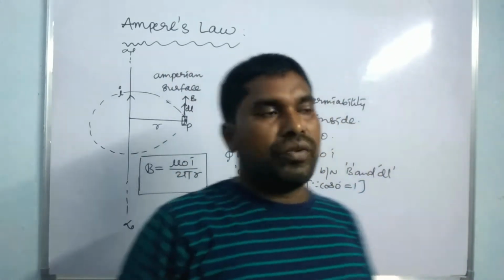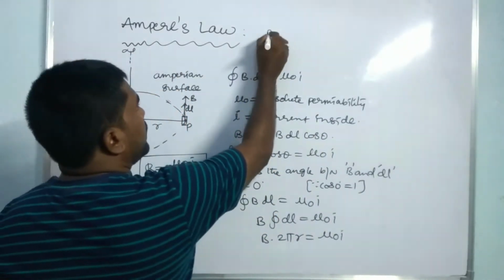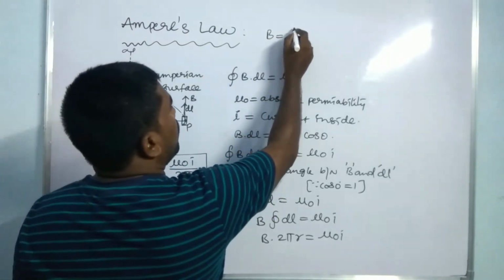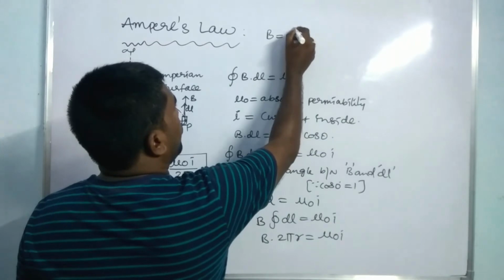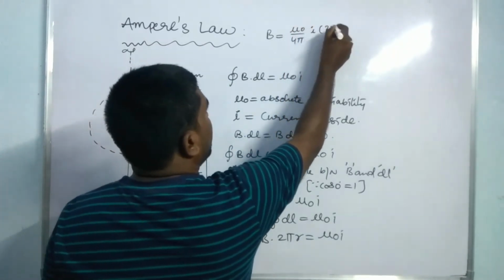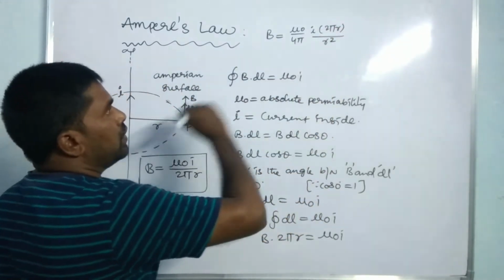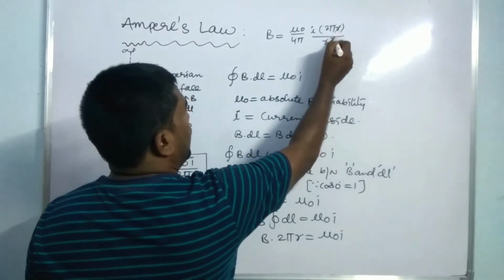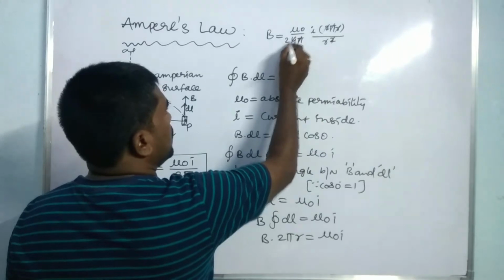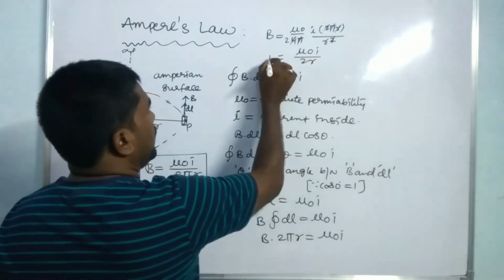In case of Biot-Savart law, we already saw that B is equal to mu naught by 4 pi I into 2 pi r by r square, where r and r square will be cancelled, pi and pi cancelled, 2 and 2 cancelled, and it is mu naught I by 2r.